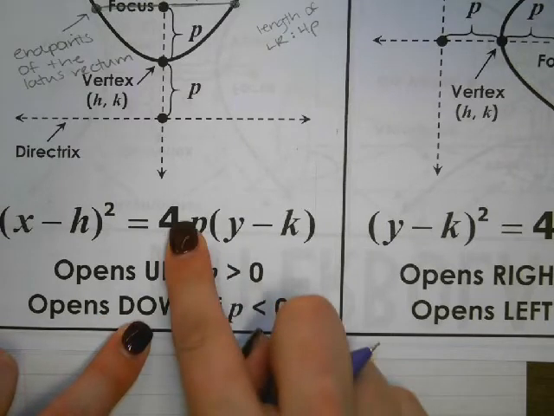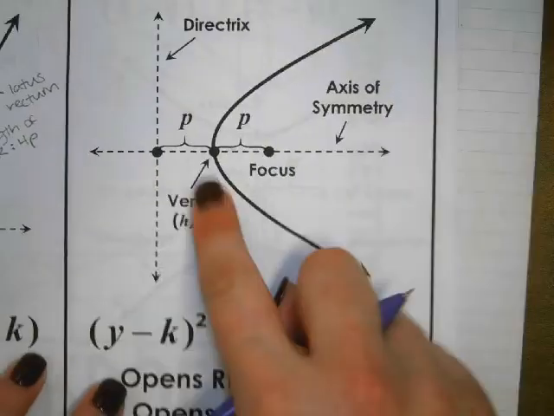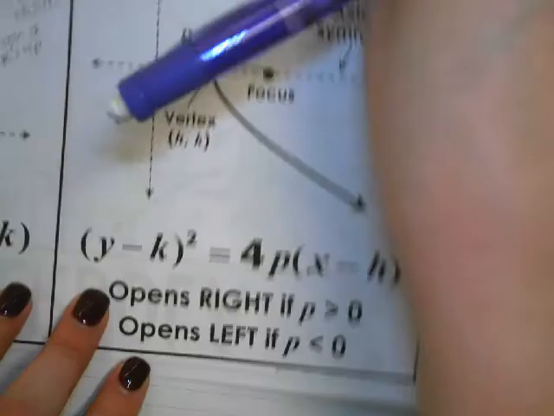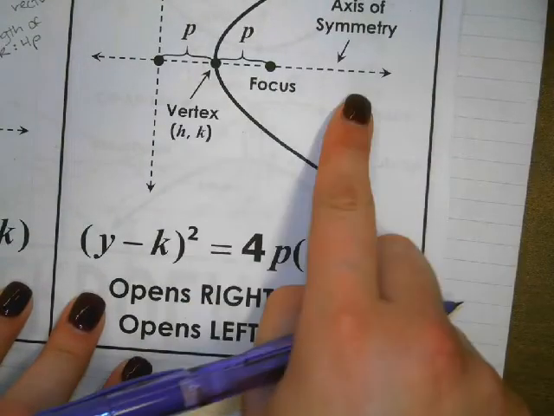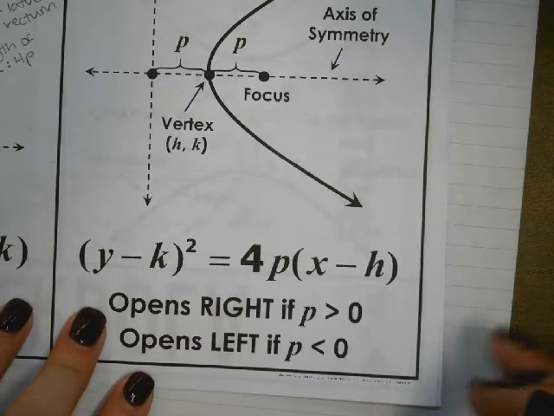If this part right here is negative, then the parabola is going to go down. For this one, if the 4p value is positive, it's going to open to the right. If this value right here is negative, then the parabola is going to open to the left.